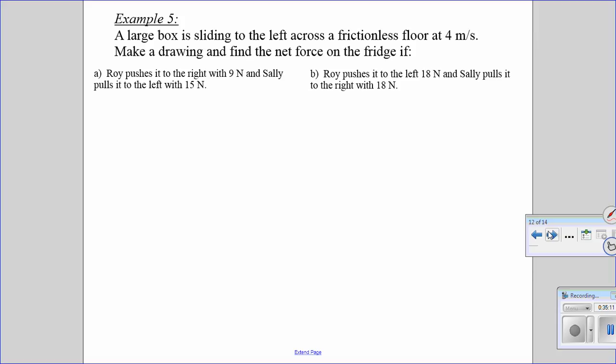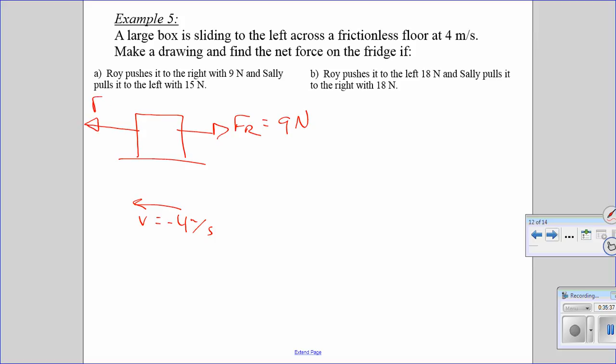All right. So I think these are the last two I need to do, and then we're pretty much done. A large box is sliding to the left on a frictionless floor. So here's the floor. Here's the box. You don't technically have to draw the floor, I always do, just for reference. It's sliding to the left, so V equals -4 meters a second. Roy pushes it to the right. Sally pulls it to the left. So find the net force.